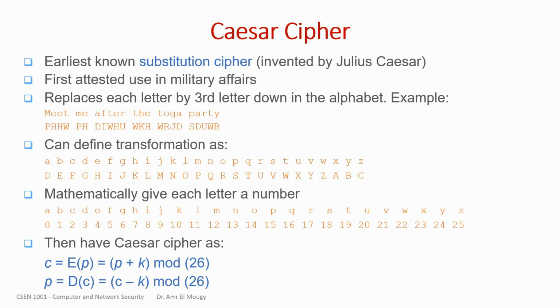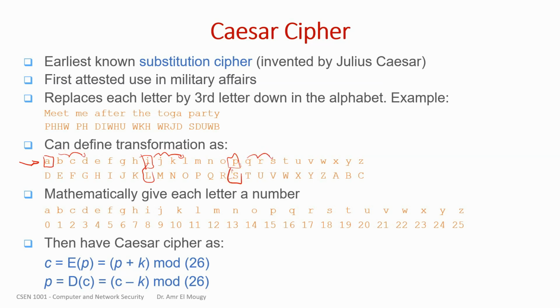The idea in the Caesar cipher is that you just replace each letter by the third letter down in the alphabet. So if you have the alphabet here, A, B, C, D, E, F until Z, you substitute each letter with the third letter down the alphabet. If you encounter a letter A in your plain text, you substitute it with D, the third letter after it. If you encounter the letter I, you substitute it with L. If you encounter P, you substitute it with S.